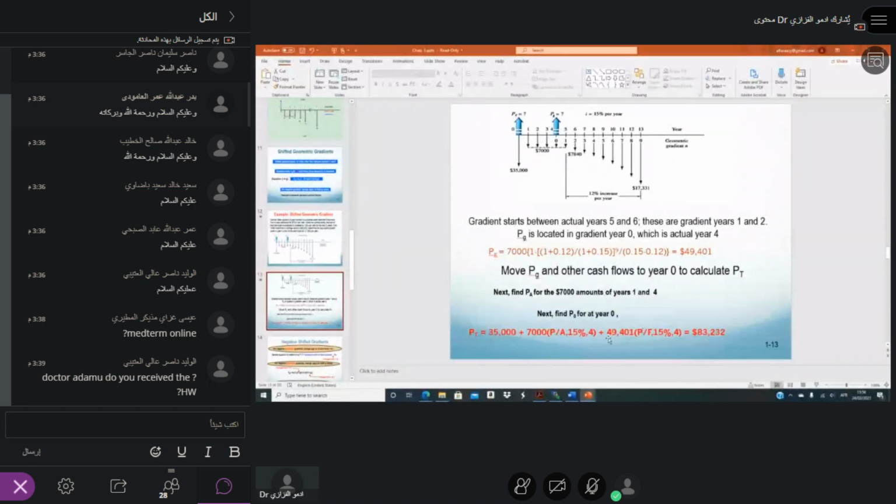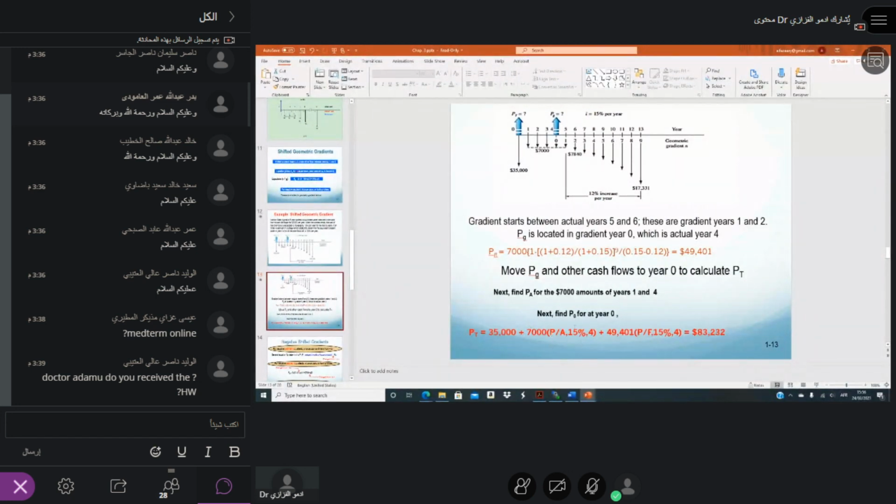So this is this guy. You are using this to calculate P0. And then this one is PA. You are trying to calculate the P given this amount. So your amount here is 7,000. Okay, so you put 7,000. You calculate P given A of 15%. That is the interest rate, and then the number of years is 4. So this is what you have here.